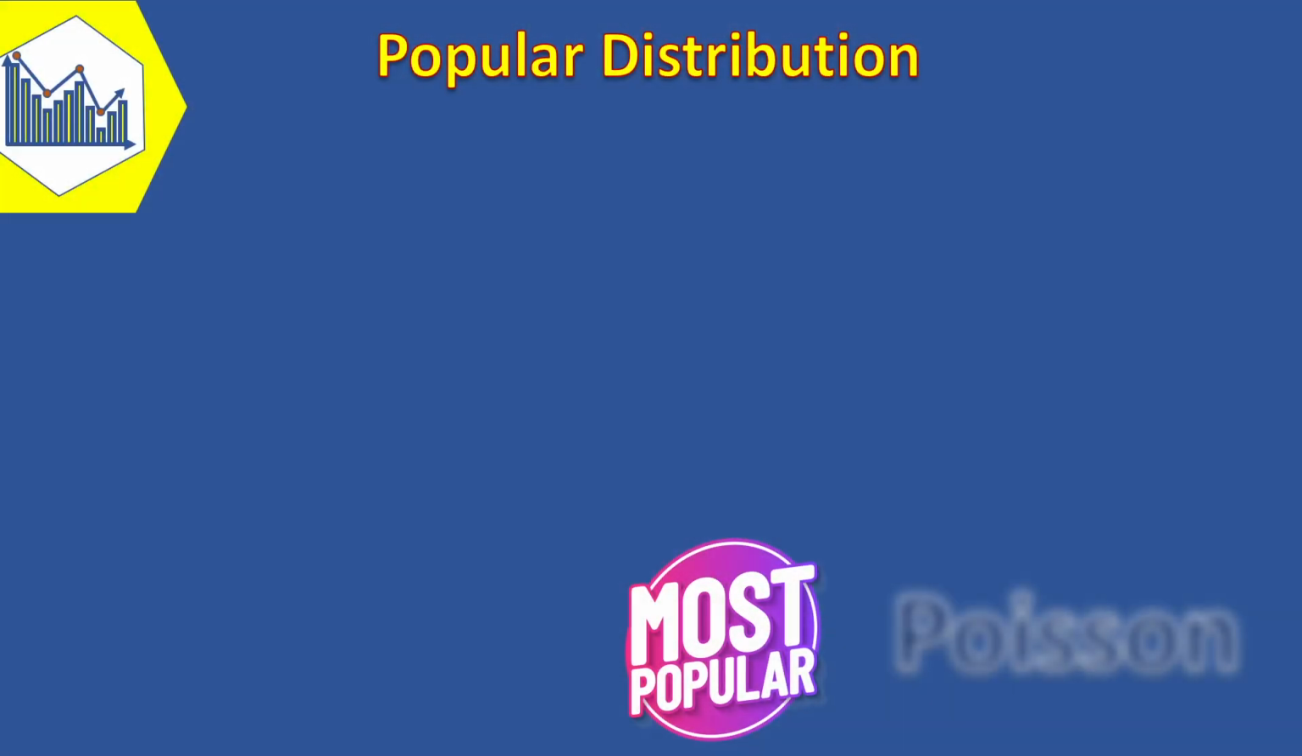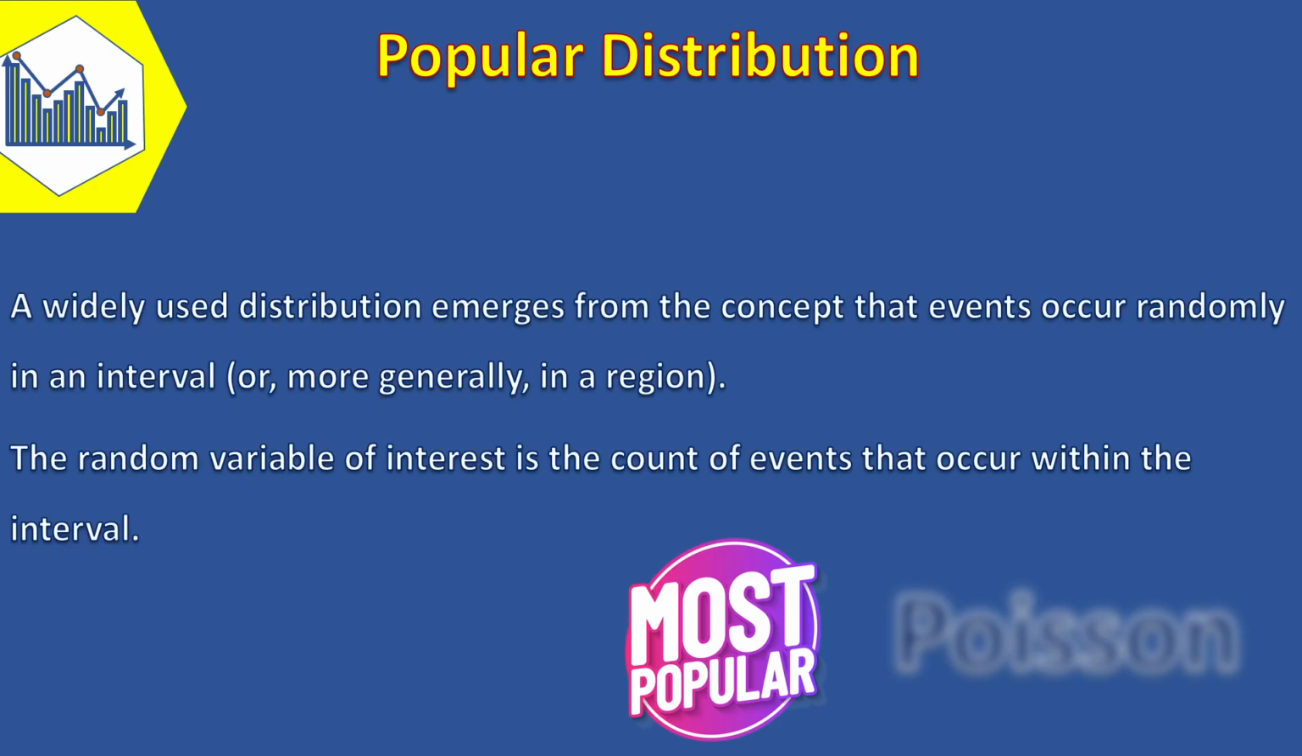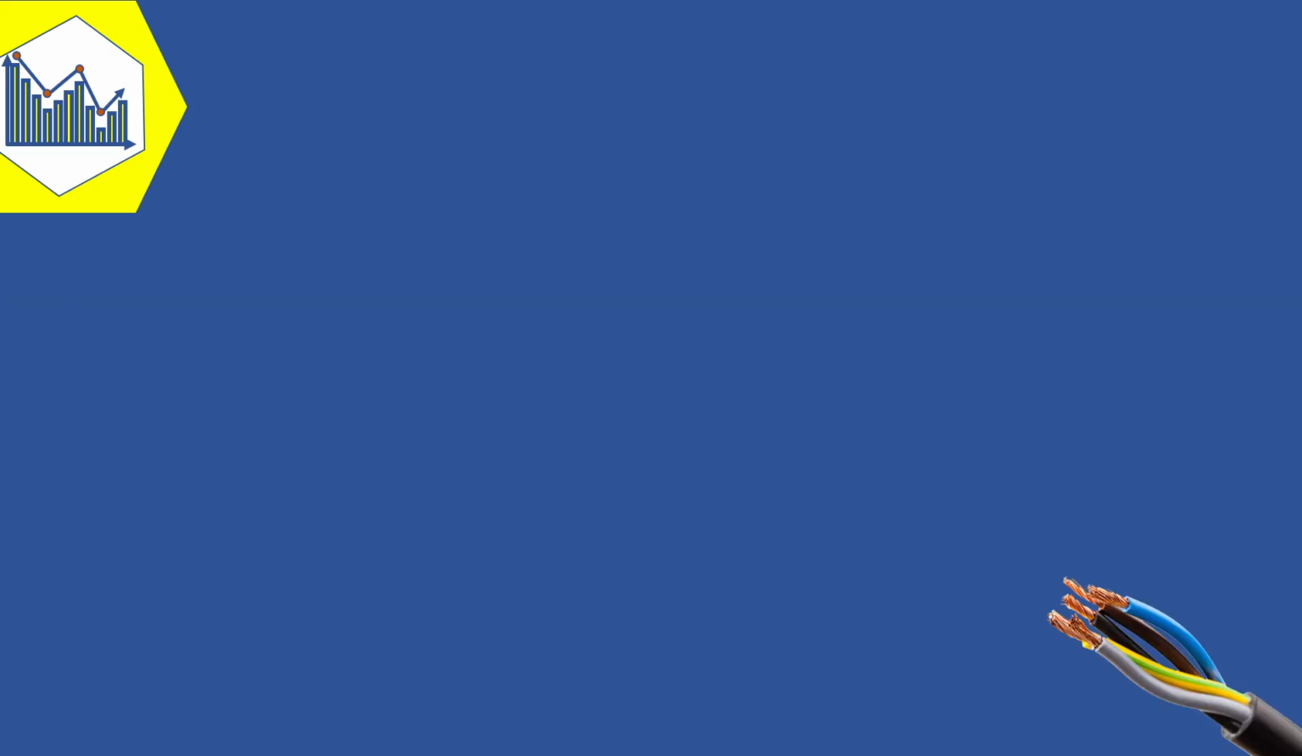A widely used distribution emerges from the concept that events occur randomly in an interval, or more generally, in a region. The random variable of interest is the count of events that occur within the interval. But before diving into the details, consider the following example. Flaws occur at random along the length of a thin copper wire.